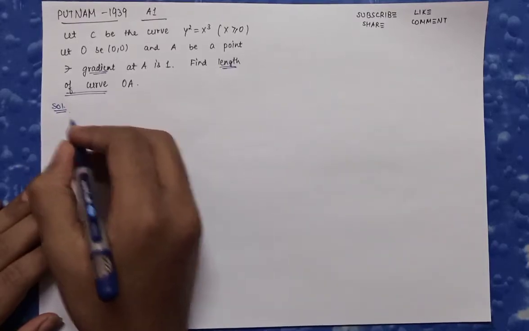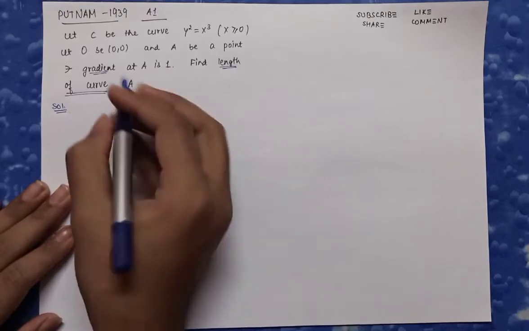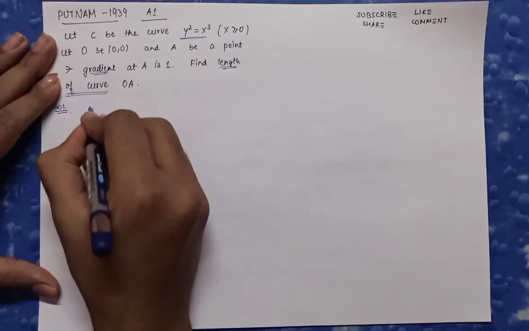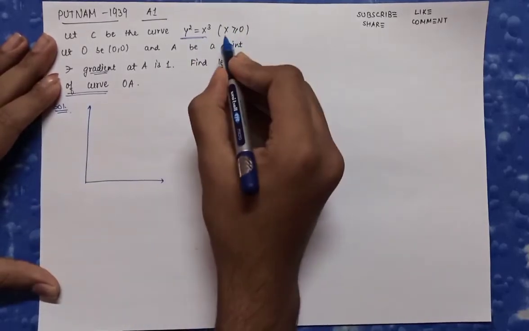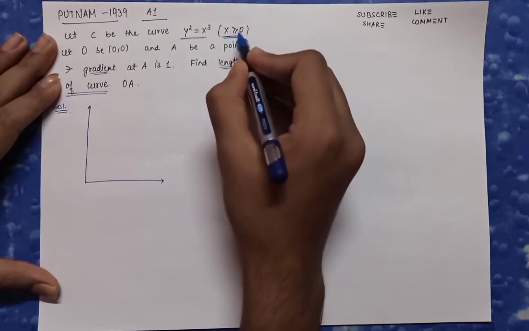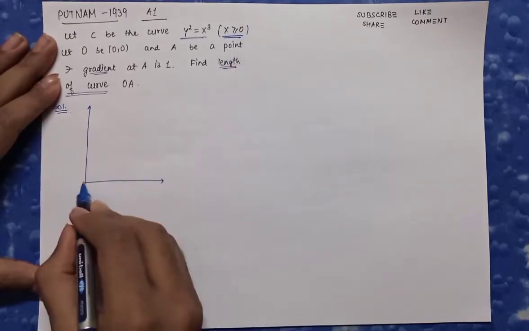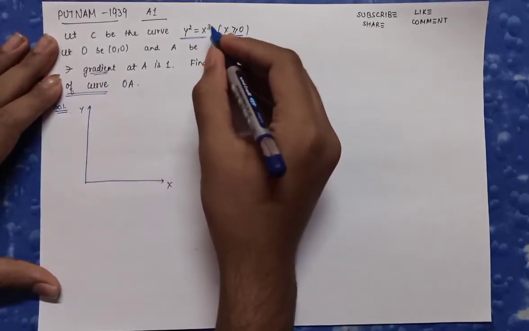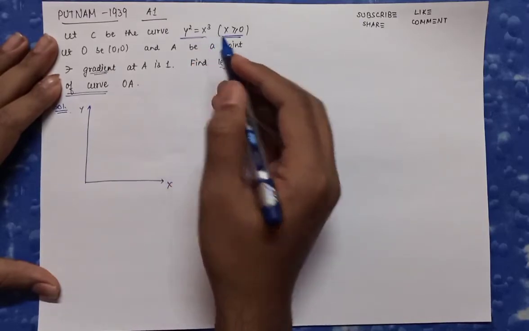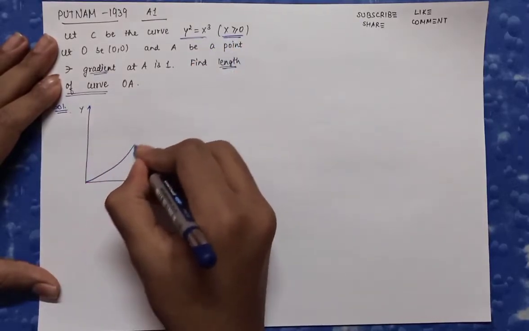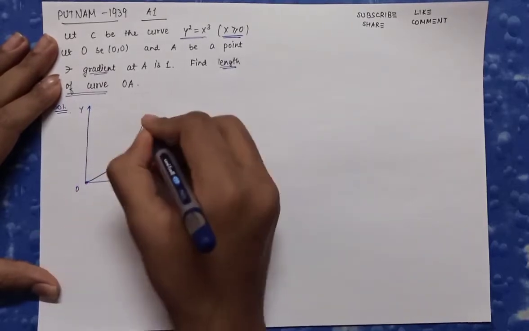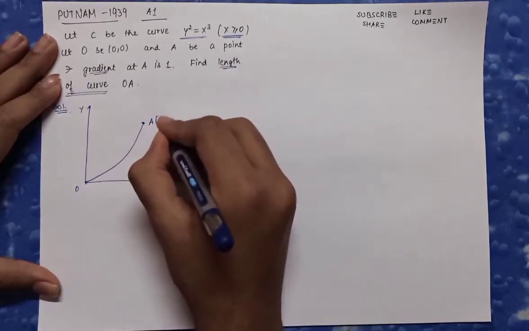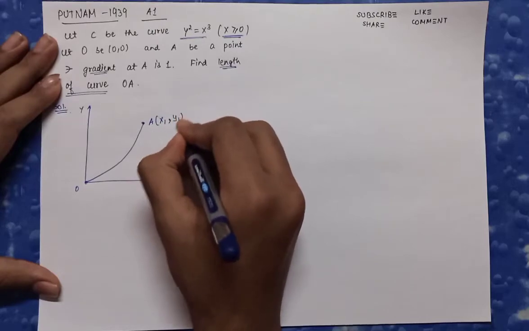So let's start our solution. First of all, we are going to solve for gradient at A, because obviously I am going to draw its curve first. So let's draw. Because it has been defined for x greater than or equal to 0, I am only drawing the first quadrant, x and y. Obviously y square equals x cube, that means I can say that y equals x raised to power 3 by 2. So I will draw a graph something like this. Obviously this is O, and let's call this point A. Let the coordinates over here be x1 comma y1.